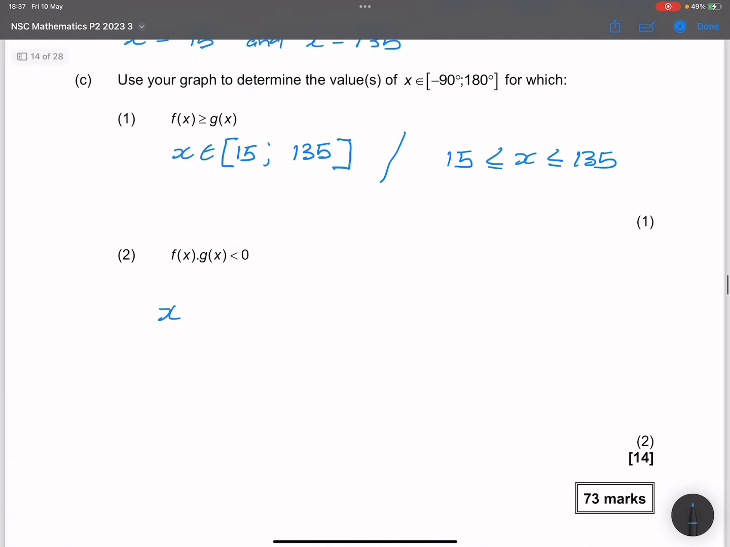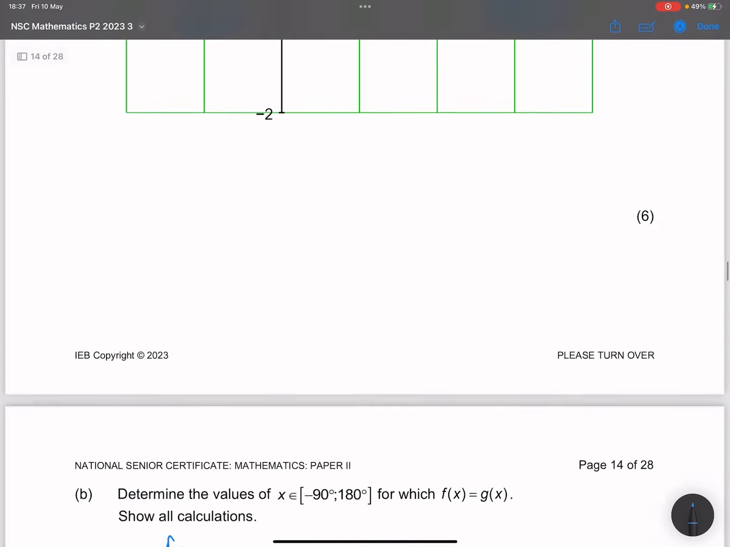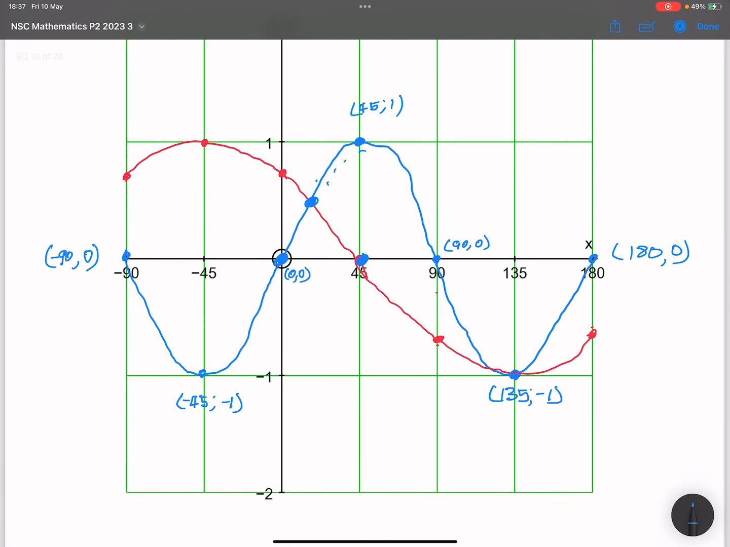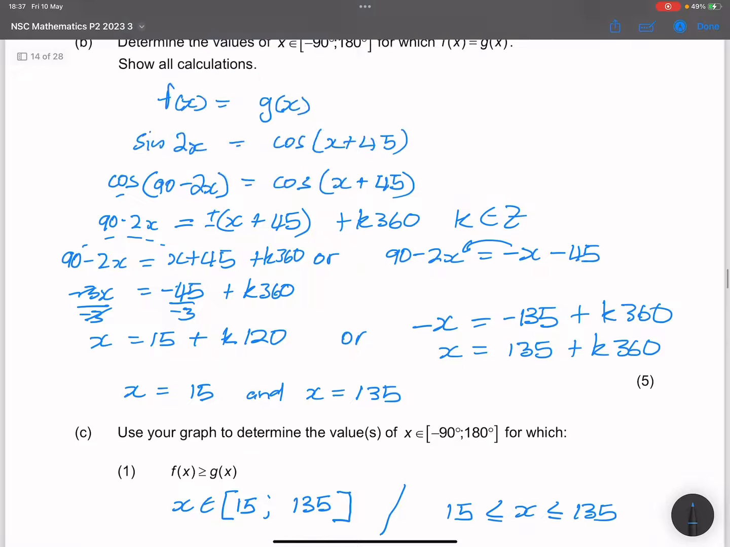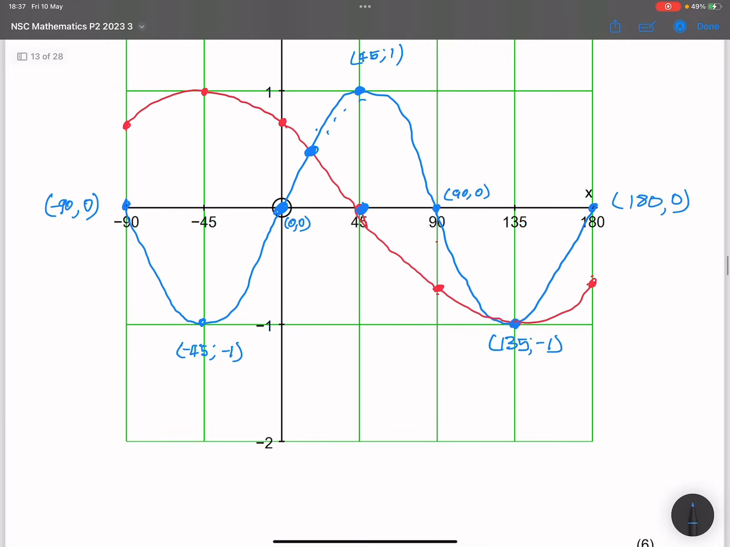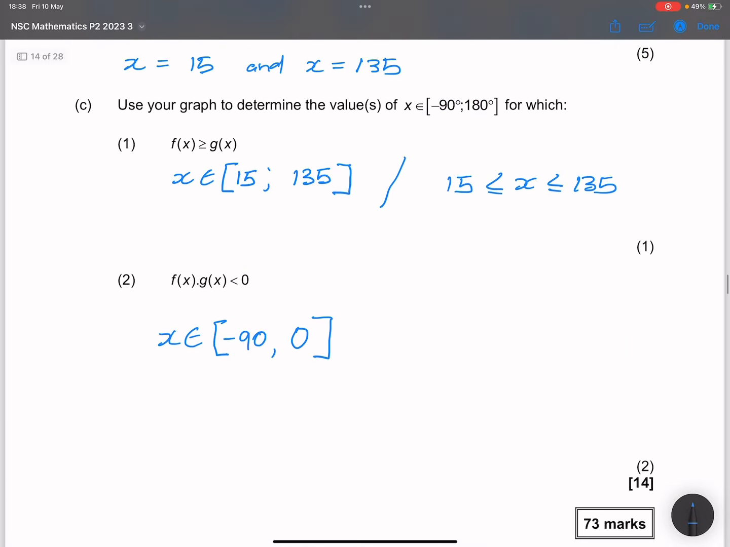x is an element of negative 90. So they said less than, right? Actually, negative 90 is included because they are not equal at that point. So that's negative 90 all the way up until 0. Okay, 0 is excluded because they start becoming 0 there. Actually, at negative 90, that would be excluded as well, so both of these values are excluded, because it would give us a 0 at negative 90 as well as at 0, right?